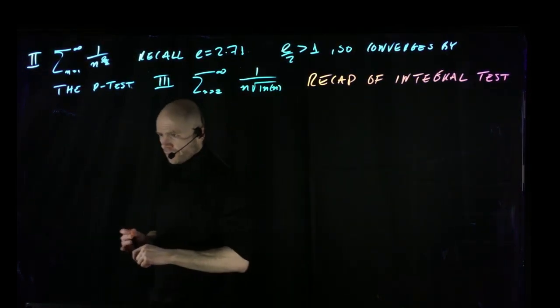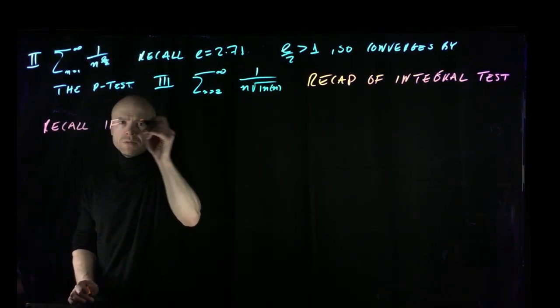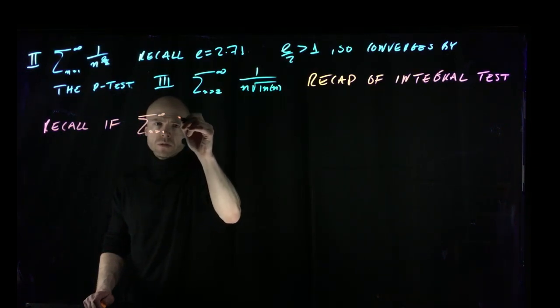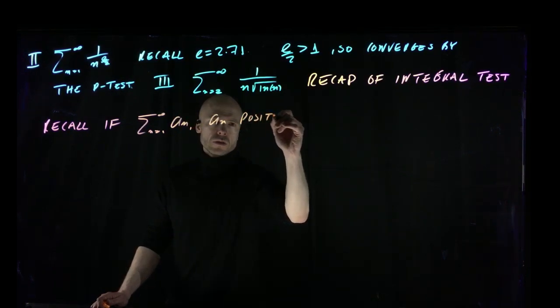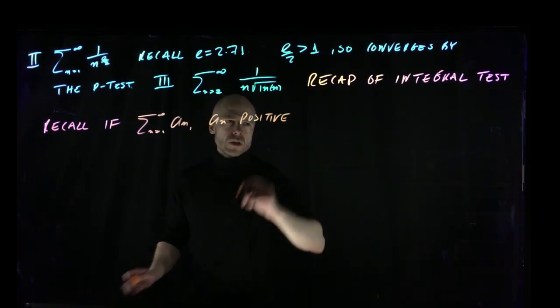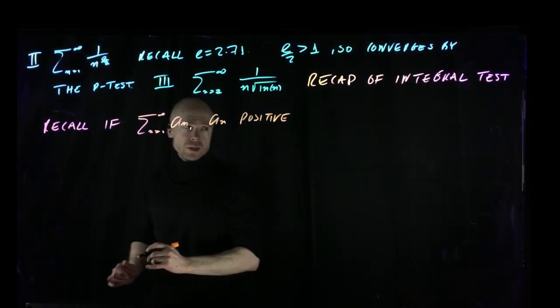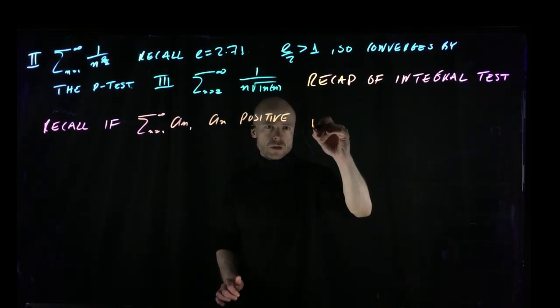So recall, if we have a series of positive terms, okay, we can represent them in a picture like this. I want to put it here, let's put it here.